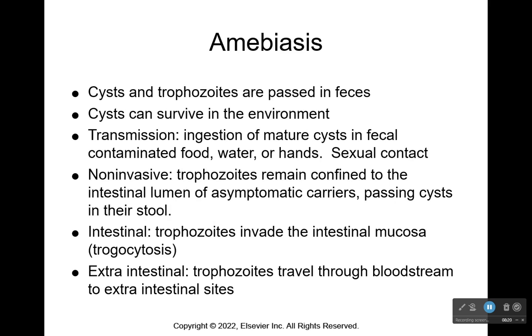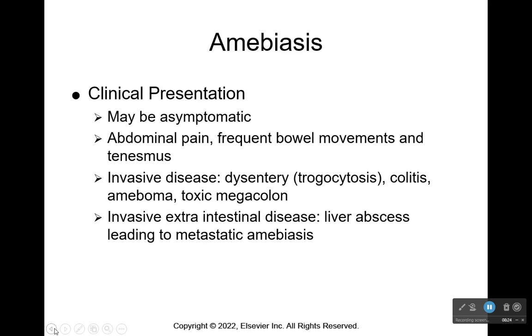Trogocytosis is when a cell nibbles another cell. Okay. Well, it was in parentheses. I thought it was just another name for dysentery, but the cytosis, yeah, a cell nibbles another cell. Okay, so we've learned two new words.